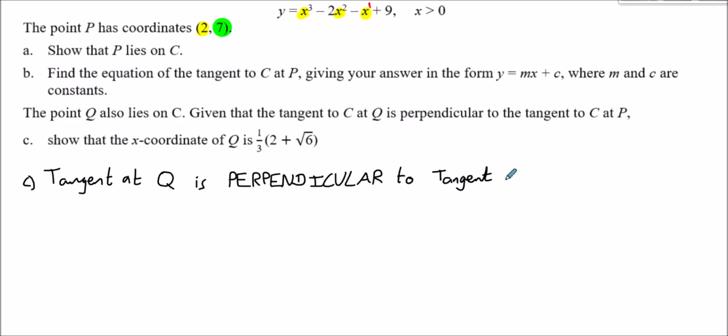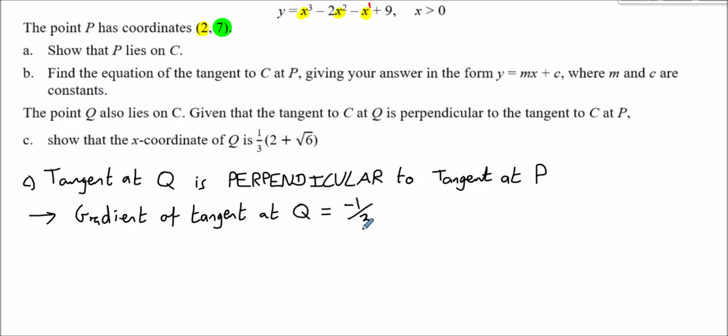So just, if you can, think about what we know about the gradients of perpendicular lines. If two lines are perpendicular, the gradient of one is the negative reciprocal of the gradient of the other. Okay, so we now know that the gradient of a tangent at Q will be the negative reciprocal of the gradient of a tangent at P. So we can get this as our starting point. So the gradient of a tangent at Q is going to be the negative reciprocal of the gradient of a tangent at P. Now from part B, we had that y equaled 3x plus 1 for the tangent at P. So the gradient of the tangent at P was 3, therefore the gradient of the tangent at Q will be minus 1 over 3. It's going to be negative 1/3.